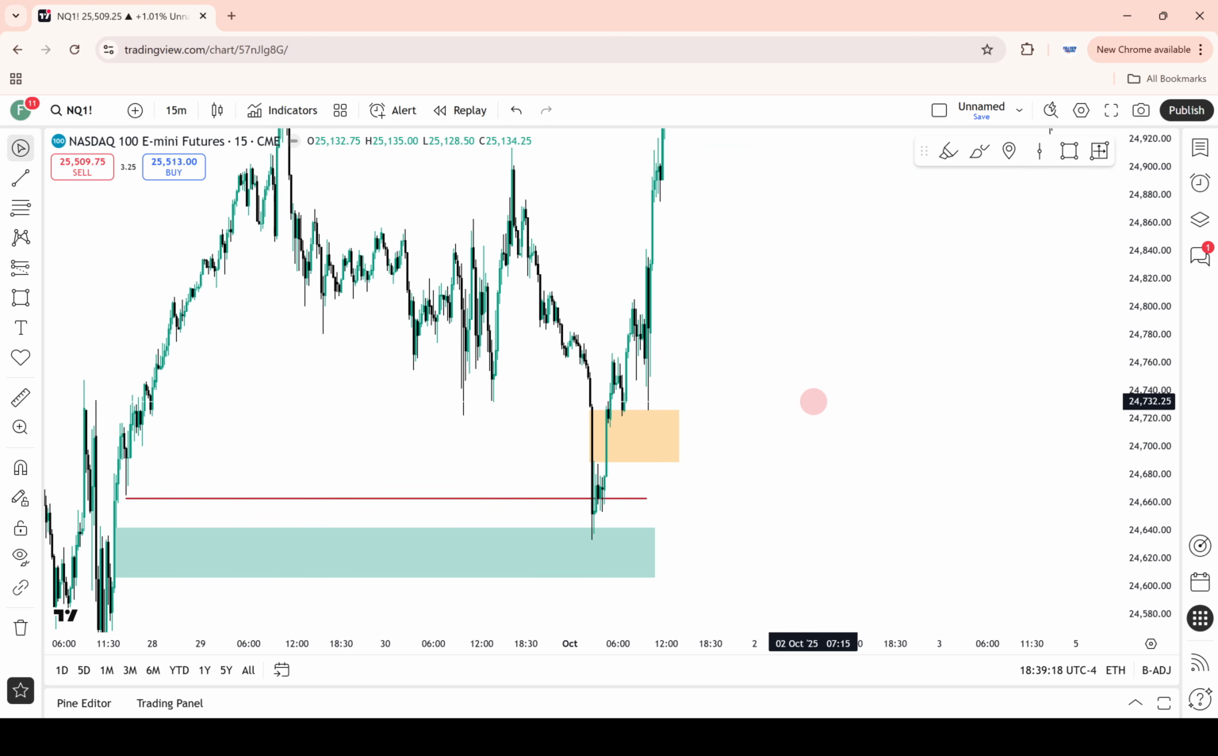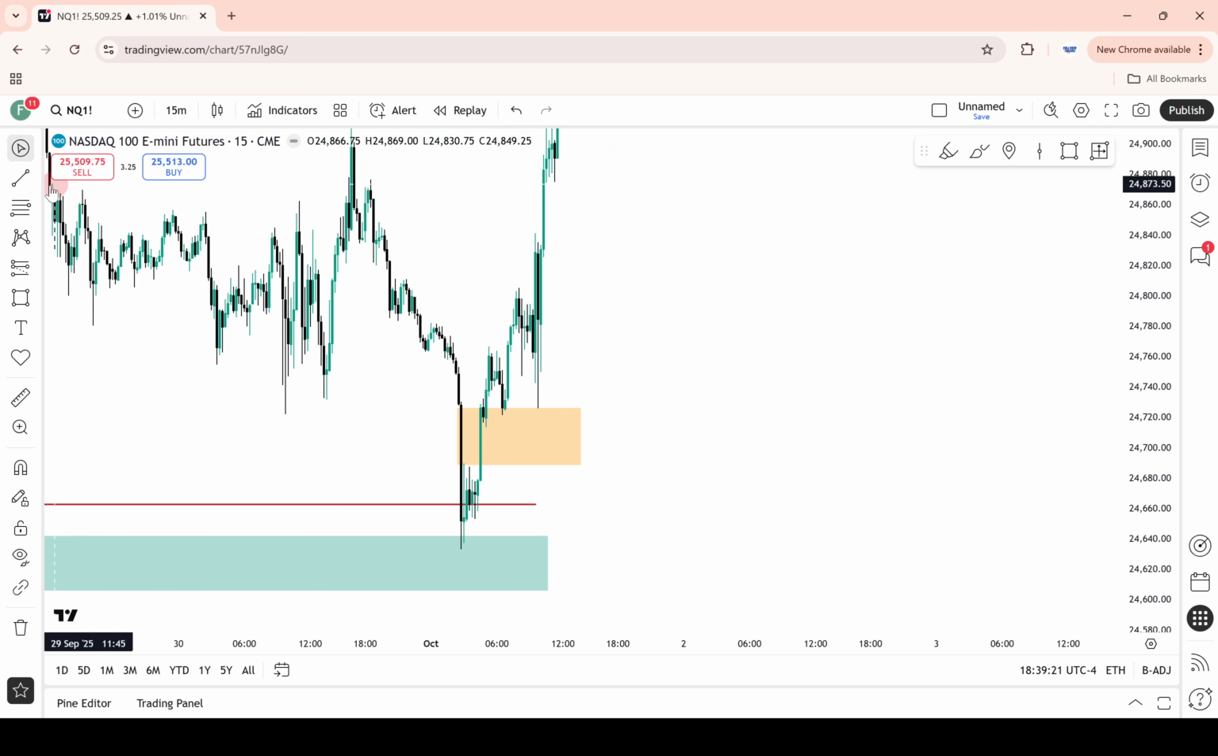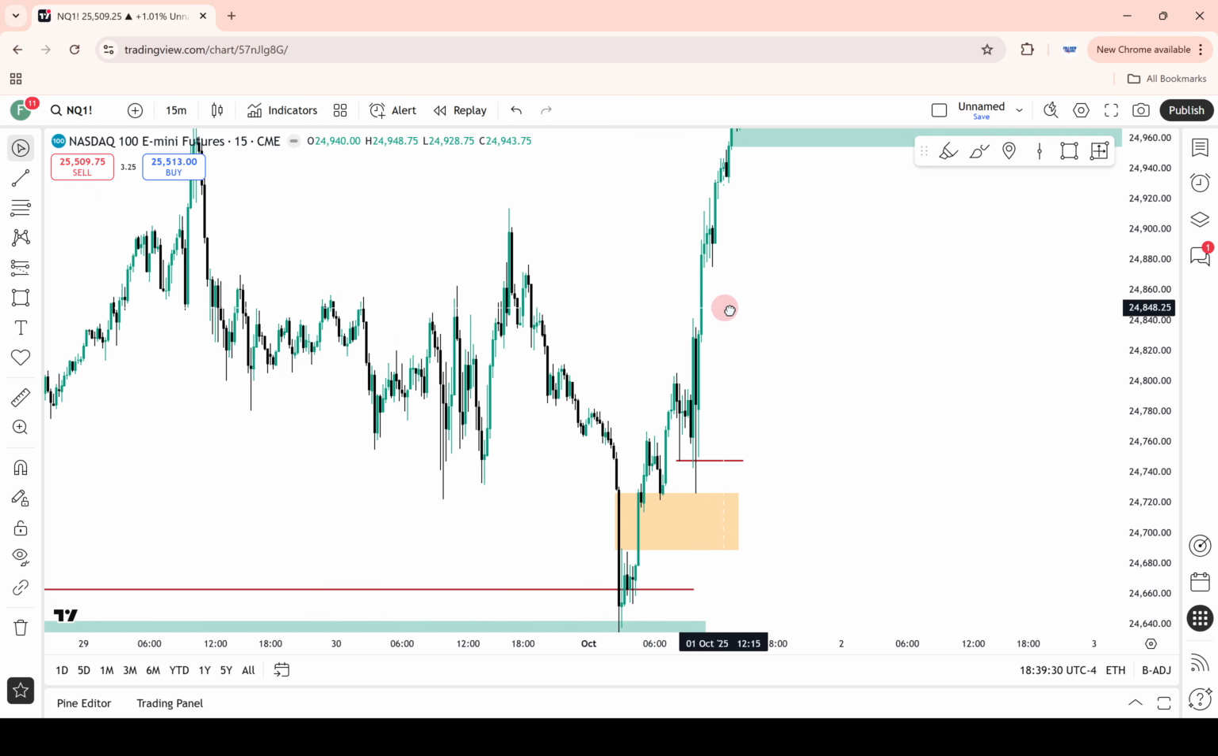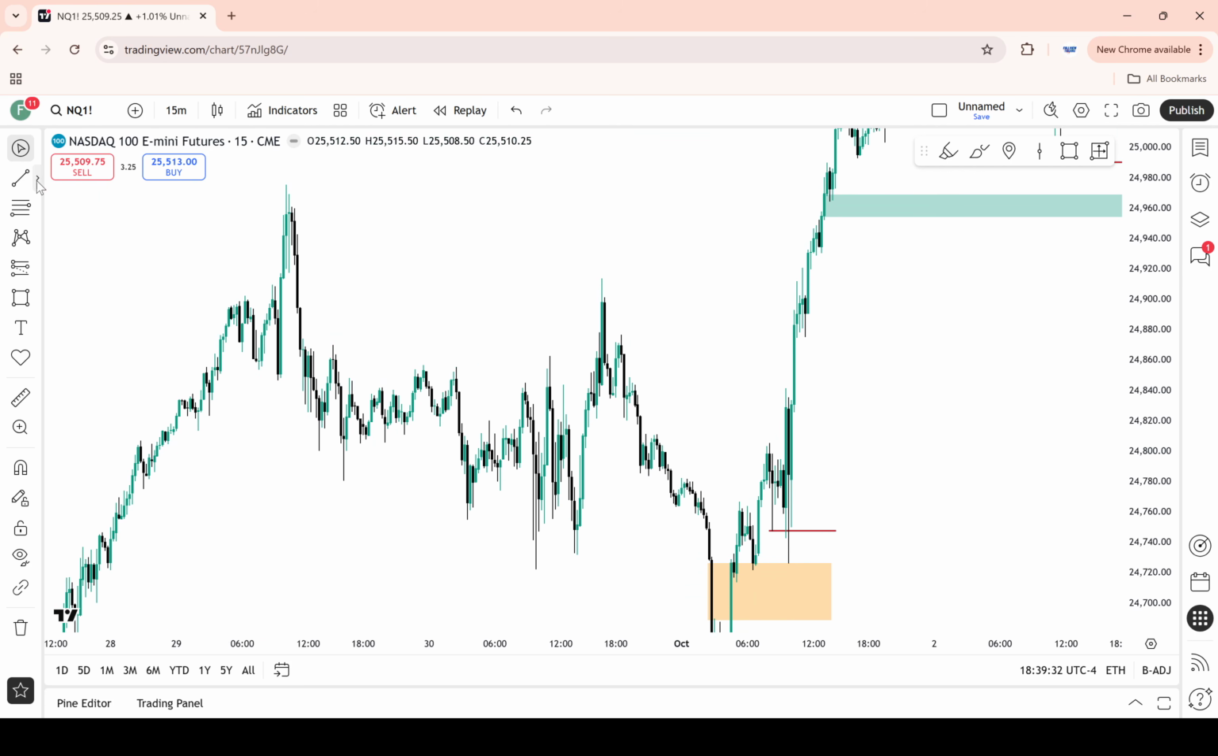Let's keep going. This market structure move, we sweep liquidity. We tap into this 15-minute fair value gap and we push higher. Perfect. Let's do a bearish example now.